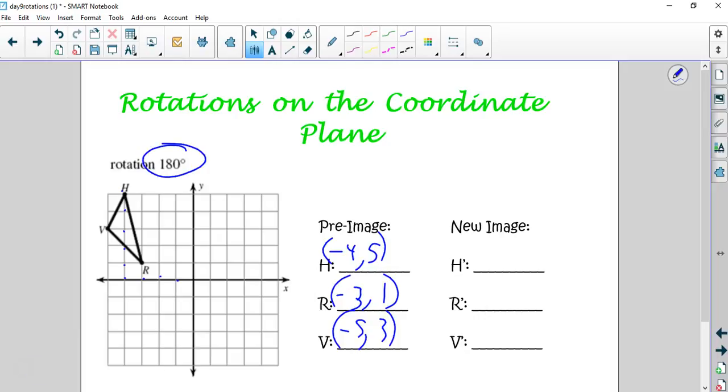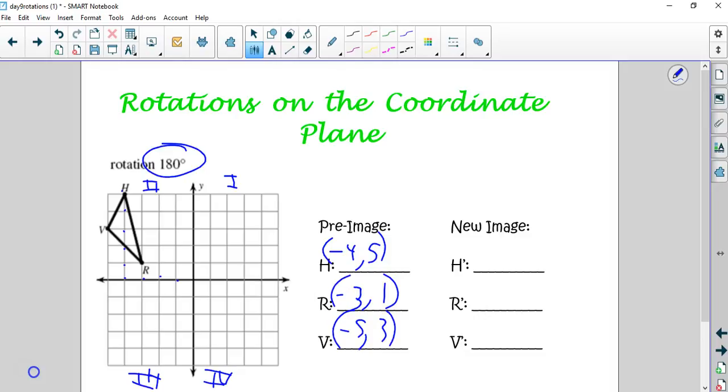Think about where this is going to end up. Okay? 180 degrees is a straight line in the opposite direction. So think about which quadrant, 1, 2, 3, or 4, you think it's going to end up in. Just take a quick prediction on your own right now. And now let's start doing it.